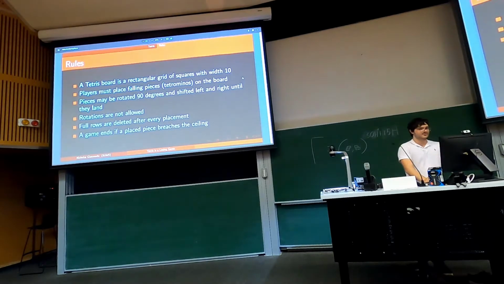Anyway, Tetris. Okay, so just some ground rules for anyone who might not know how Tetris is played or what it is. I hope that's not too many people. So a Tetris board is a rectangular group of squares with a width of 10. So we're going to fix the width of 10.